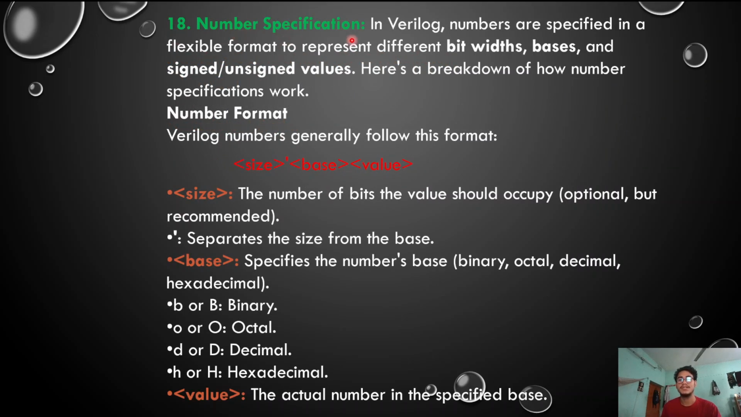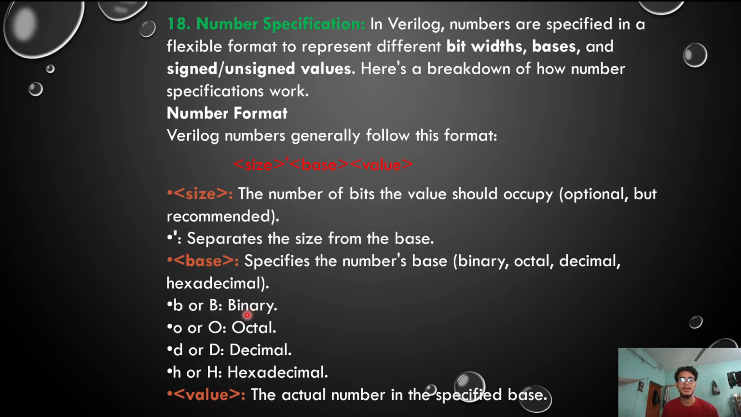The next one is number specification. In Verilog, numbers are specified in a flexible format to represent different bit widths, bases, and signed and unsigned values. Number format is like that: first size, then apostrophe, then base, then value. Size is the number of bits the value should occupy. It is optional but recommended. The apostrophe separates the size from base. Base specifies the number base, such as binary, octal, decimal, hexadecimal.